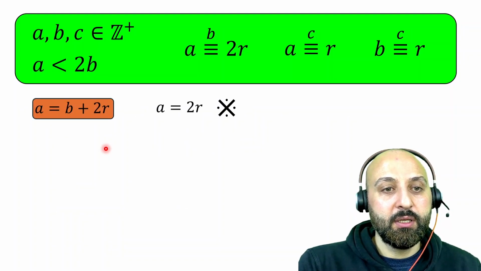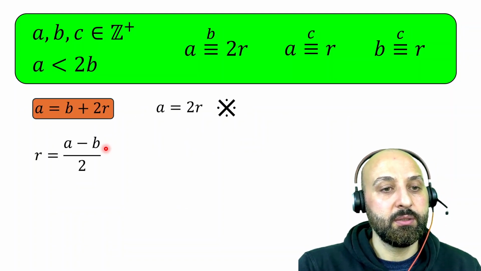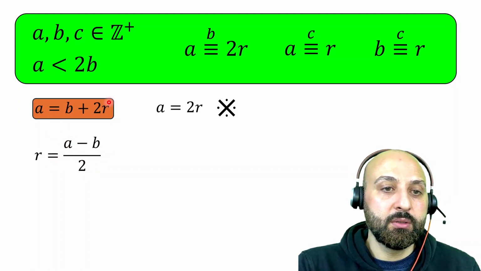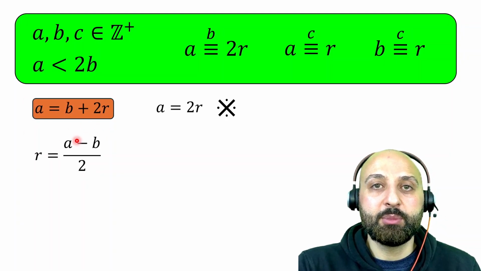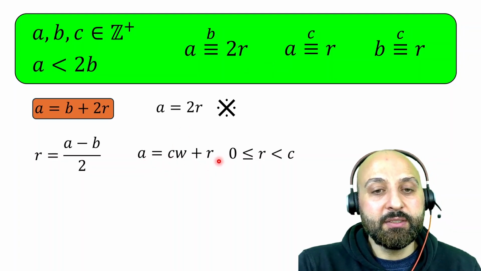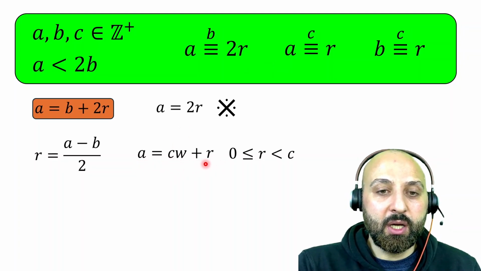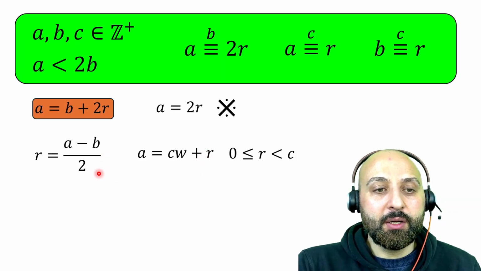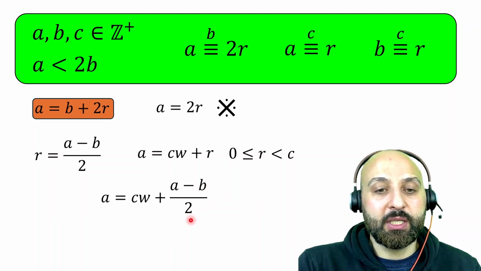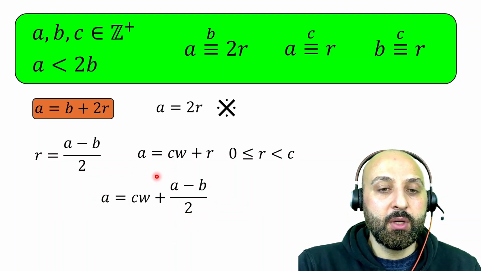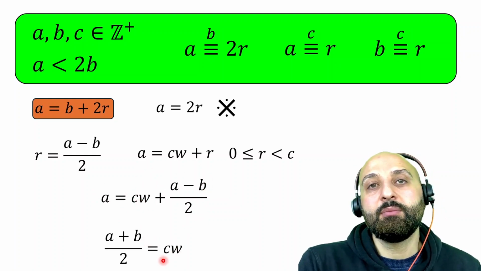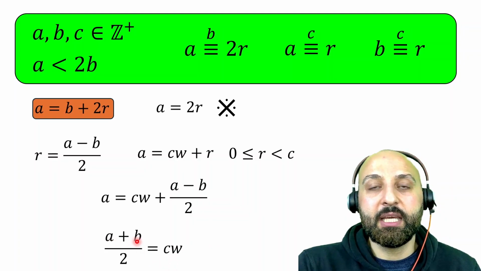All right. If a is equal to b plus 2r, we know that r becomes (a - b)/2. Just move the b to the other side and divide by 2. But also we know that the remainder of a divided by c is equal to r, so a is cw plus r. And in this case, instead of r, I can put this value. So a becomes c times w plus (a - b)/2, and we take this one to the other side. a/2 simplifies, this becomes plus, so (a + b)/2 is equal to c times w. Therefore, we know that c divides (a + b)/2.